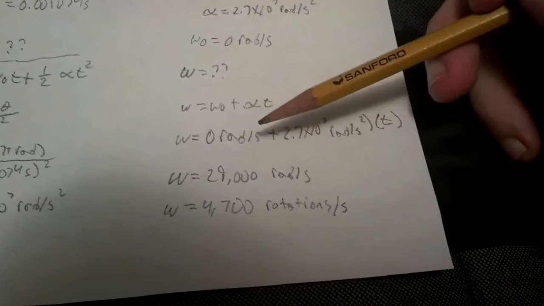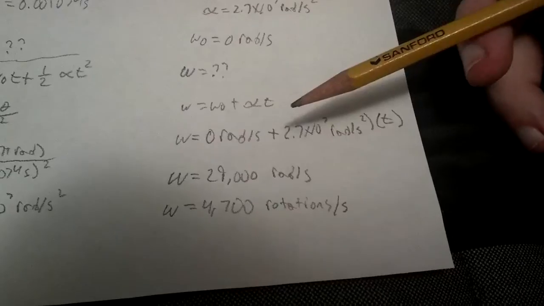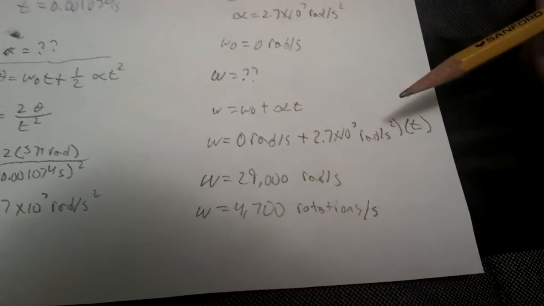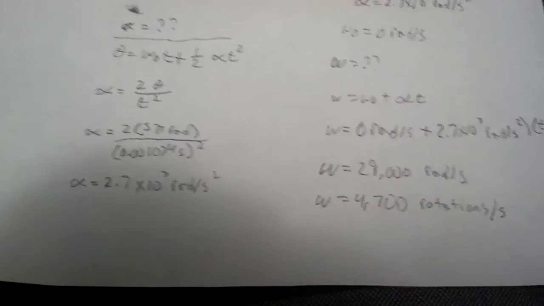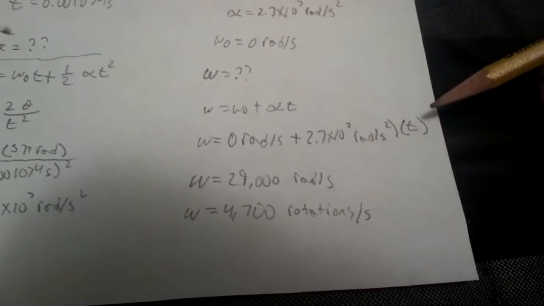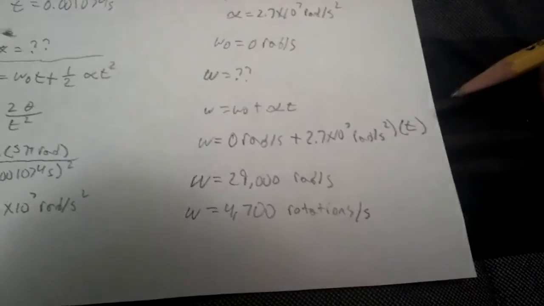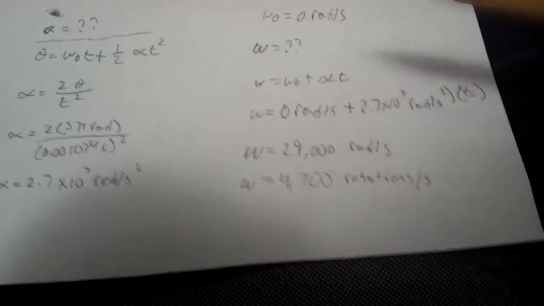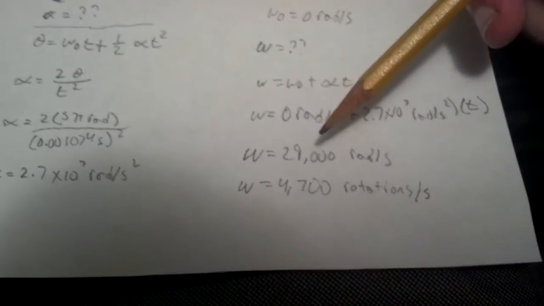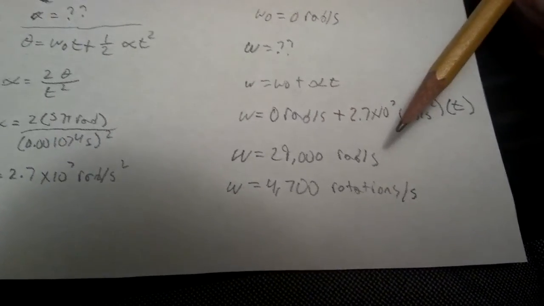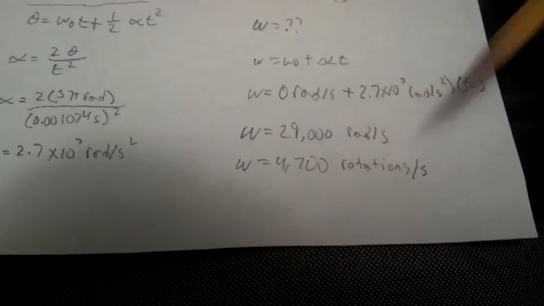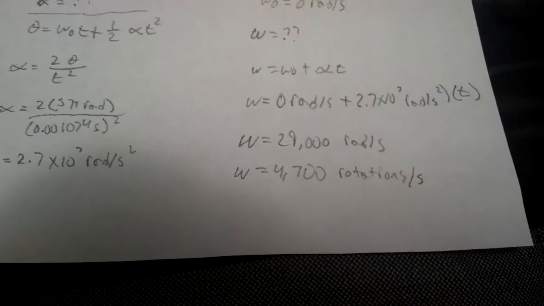And once you plug it in, it's 0 radians per second plus 2.7 times 10 to the 7 radians per second squared, which we found in step 3. And I ran out of room off to the side, so I just wrote t, but t was 0.001074 seconds. And then you get 29,000 radians per second, and since we're trying to find rotations, we just convert it to rotations, and it's 4,700 rotations per second.